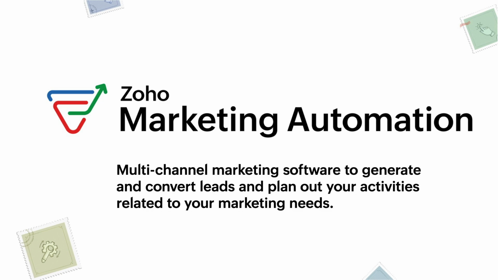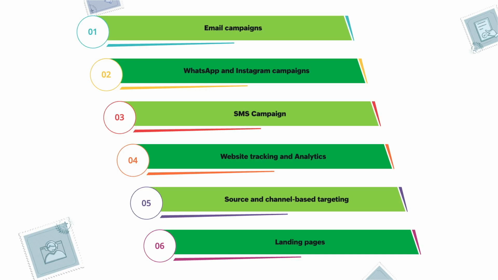Why do we need Zoho Campaigns, and why do we need Zoho Marketing Automation? Zoho Marketing Automation covers email campaigns, which are powered by Zoho Campaigns. Using Zoho Marketing Automation, you can send WhatsApp campaigns, Instagram campaigns, and SMS campaigns. It's an omni-channel solution. But Zoho Campaigns is all about only email campaigns and SMS campaigns.